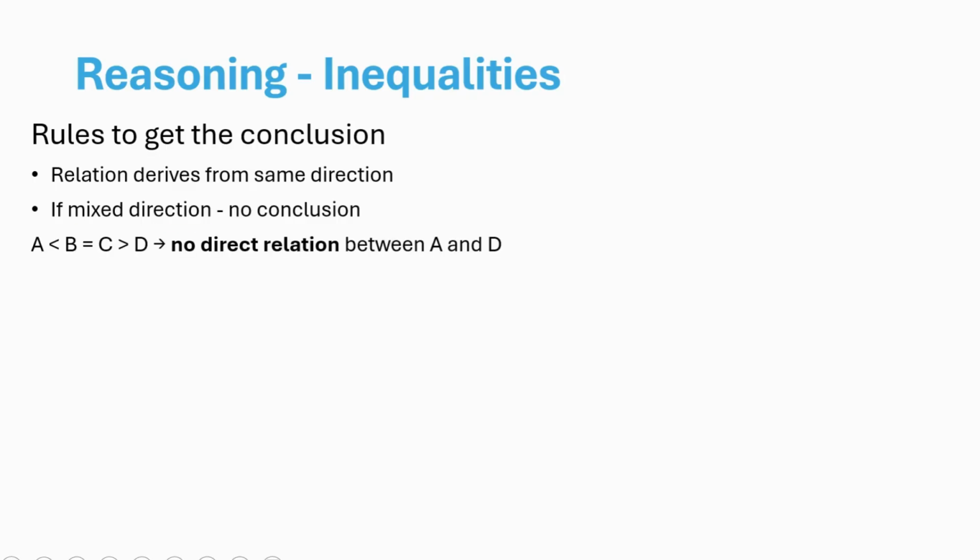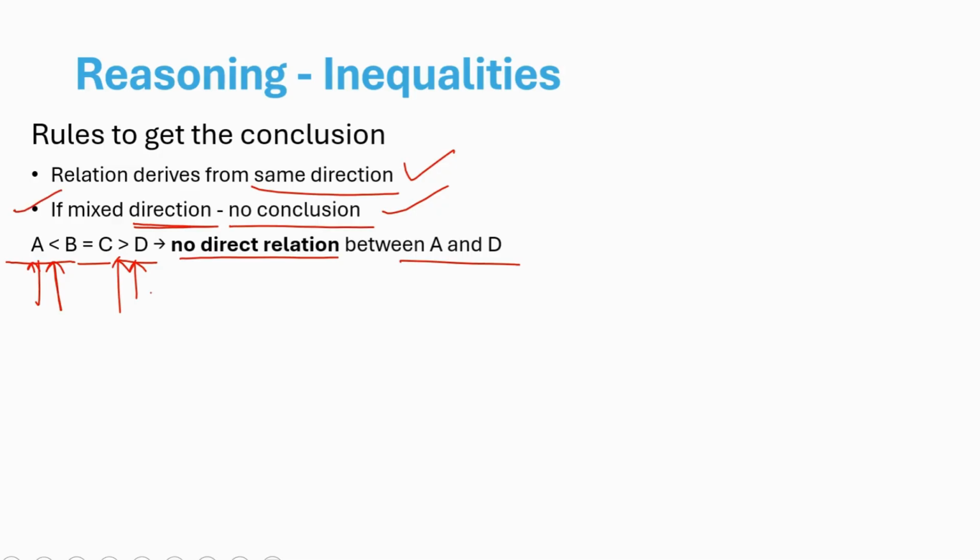For example, A is less than B, B is equal to C, and C is greater than D. So is there any relation between A and D? No. Why? Because there are mixed direction signs. Here it is less than and this is greater than. So if there is a mixed direction sign, there is no direct relation between A and D. So there are only 2 rules. Always try to get the conclusion if your signs are in the same direction, and if there is a mixed direction sign, just say there is no conclusion or these conclusions are false.